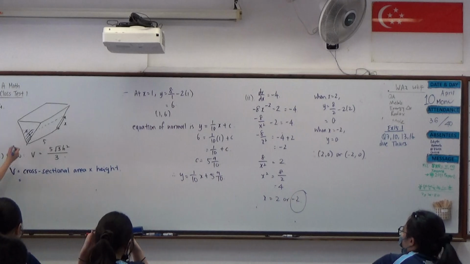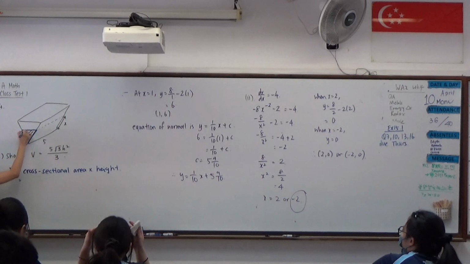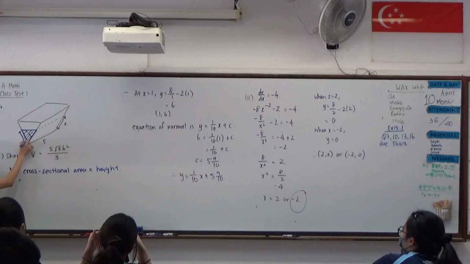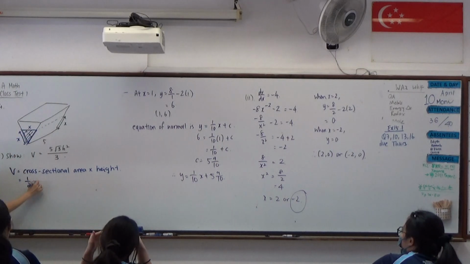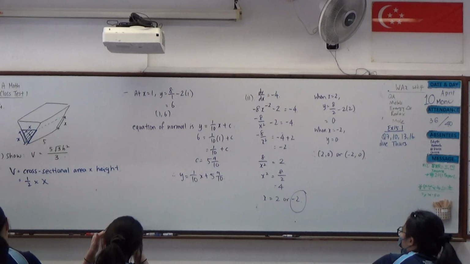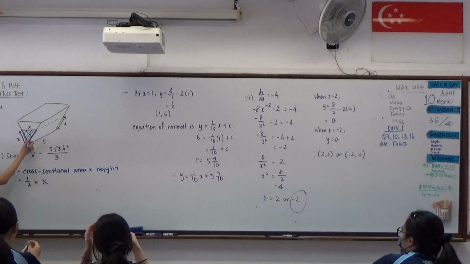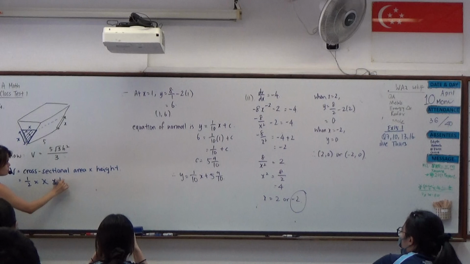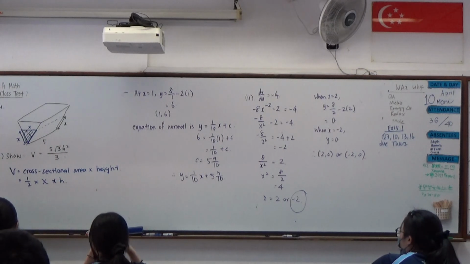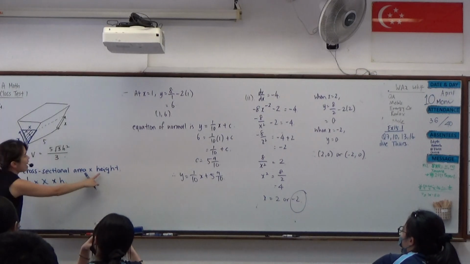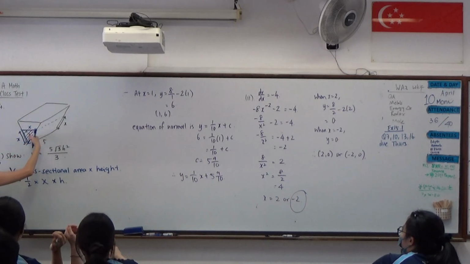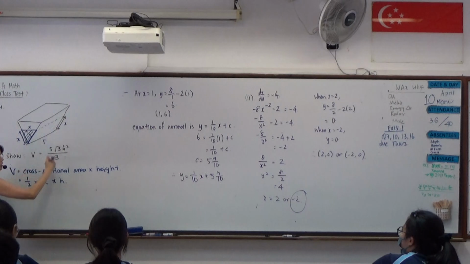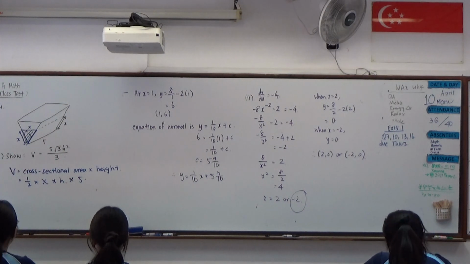Question mentioned that this triangle is equilateral. That means that if this side is x, all sides are x. So the base itself is also x. Height of that triangle is actually the h that has been given to you. So half times x times h. Then the height for this entire prism, we are cutting in this manner, so we're going in this direction. Therefore, the height for this prism is 5.